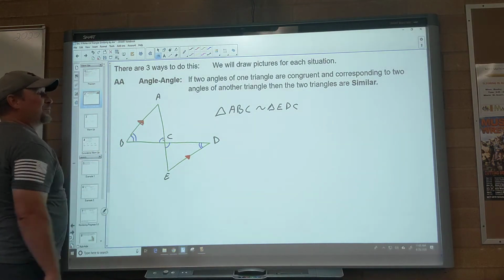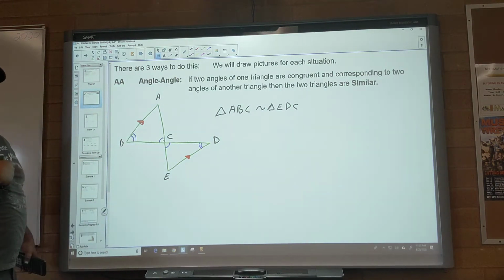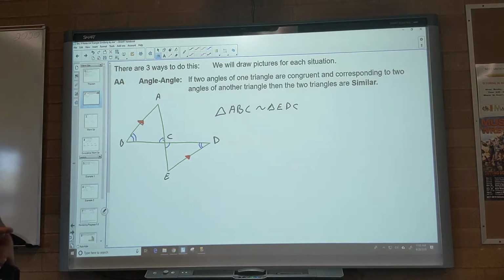Knowing now that those are similar. Now remember, what did I say when we think of similar? Proportional. Once we know that, then we can set up our fraction equals a fraction. We'll get into that later.